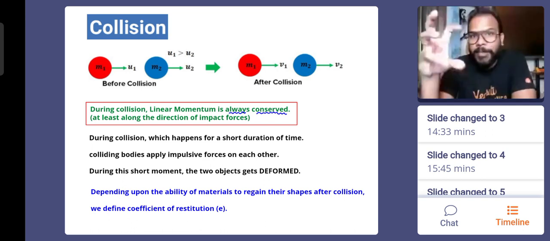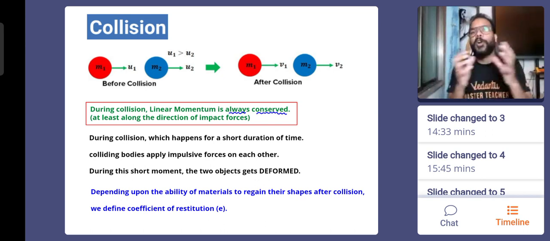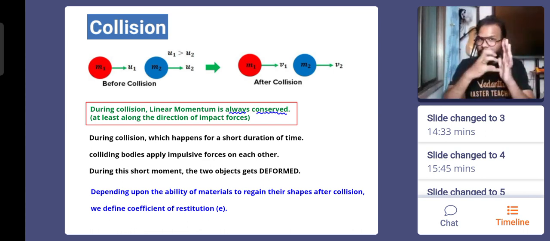But when the bodies are colliding for that short duration of time, if you take an ultra slow motion video of their collision, you will find that the two objects deform. These spherical bodies will not look spherical when they are actually colliding with each other. Means what? Just for the sake of visualization, imagine a rubber ball which is perfectly spherical. When you throw it at a wall, it hits the wall. When it is in contact with the wall, it actually compresses.